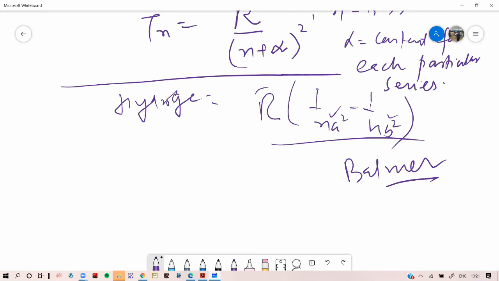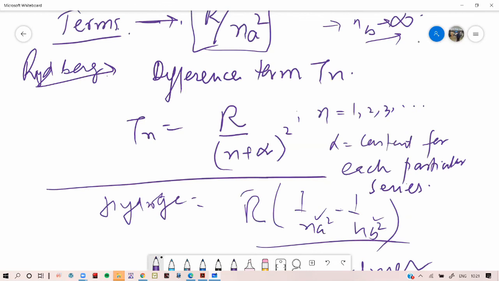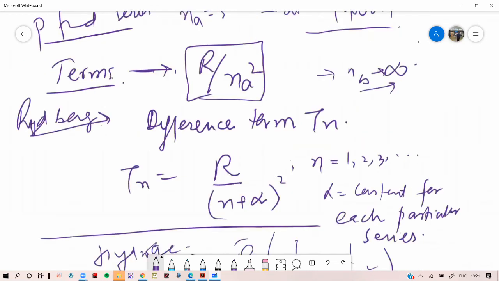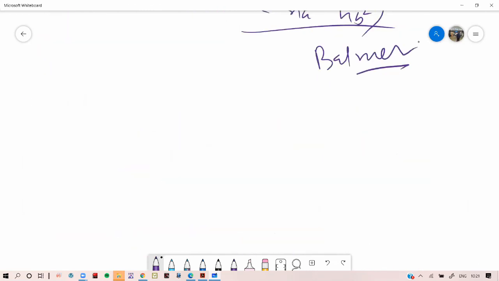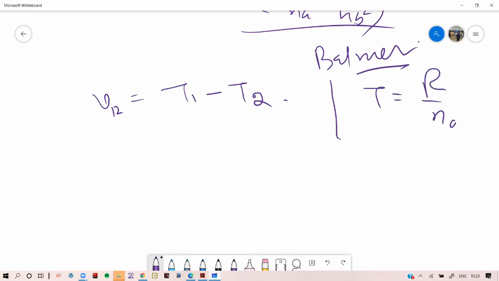But what about the other atoms? For other atoms, Rydberg said theoretically that we have the difference term. Difference term means, for example, ν12, the frequency of a line in an alkali atom or in any atom other than hydrogen, which has a term T1 minus T2, where T is equal to R by Na squared. Simply, this is it.